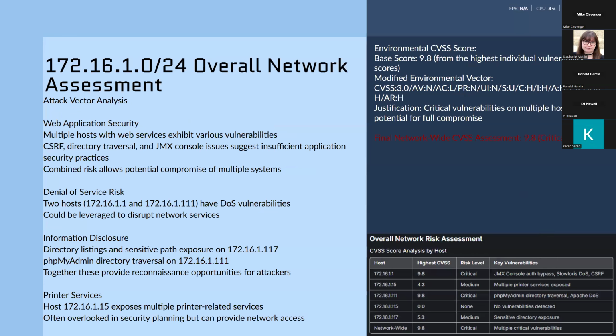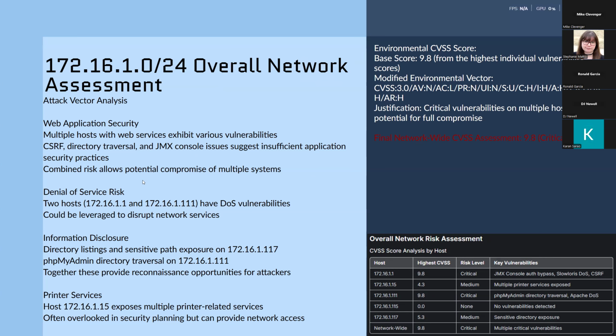Moving on, we're going to talk about the overall network assessment for 172.16.1. Attack vector analysis. We have web application security. Multiple hosts with web services exhibit various vulnerabilities, to include CSRF, directory traversal, and JMX console issues, suggesting insufficient application security practices. Combined risk allows for the potential compromise of multiple systems.